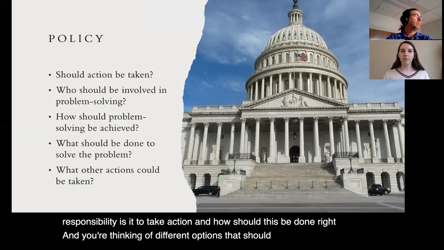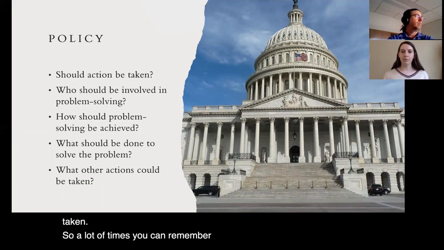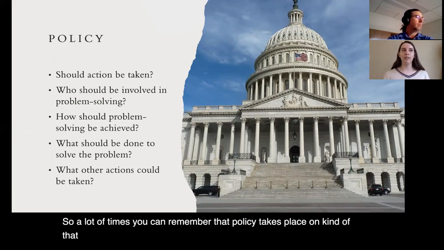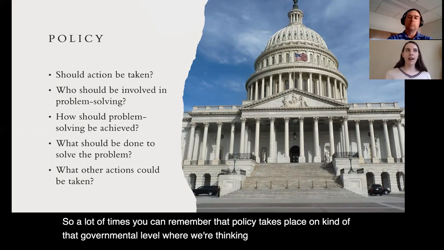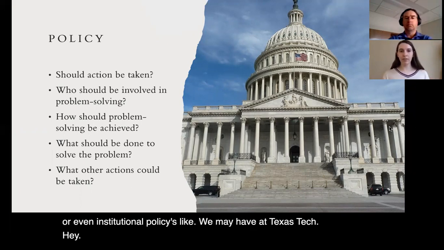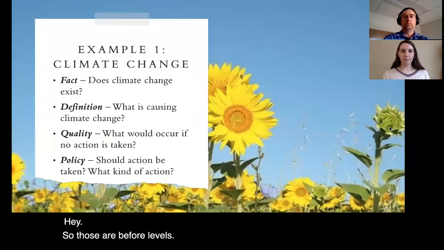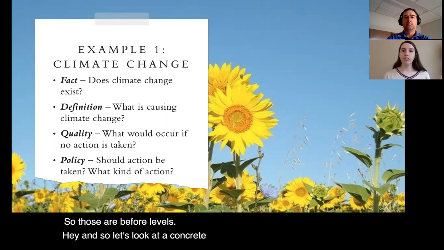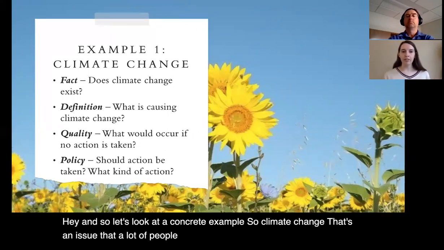So a lot of times you can remember that policy takes place on kind of that governmental level where we're thinking about laws or guidelines or even institutional policies like we may have at Texas Tech. Okay. So those are the 4 levels. Okay, and so let's look at a concrete example. So climate change, that's an issue that a lot of people debate, right? So let's think about that.